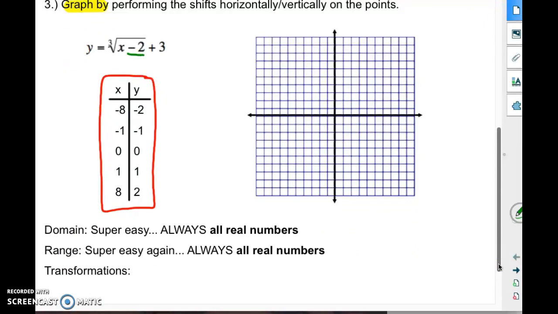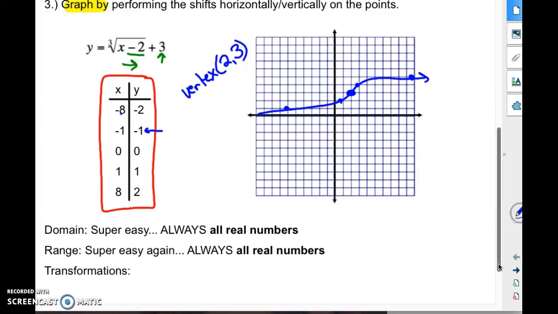This -2, remember, tells us to go right 2, and the +3 tells us we're going to go up 3. So I know that my vertex is at +2, 3. So I'm going to come to +2, 3. So there's my vertex. And then from that point, I'm going to go left 8 and down 2. And then here it says left 1, down 1, 0, 0. Right 1, up 1. And then right 8, up 2. So those are the points that we need to connect as smooth as we can.